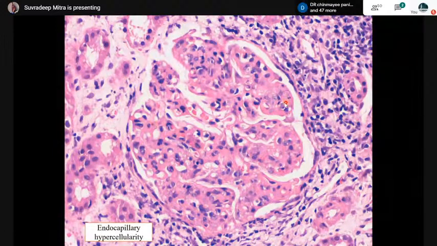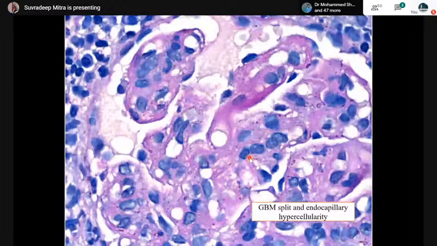Also, you can see the types of cells which have infiltrated. You can see the neutrophils here and there, and also if you look closely you can see that there is nice nuclear debris, this nuclear dust material, which is known as karyorrhectic debris in glomerular pathology.